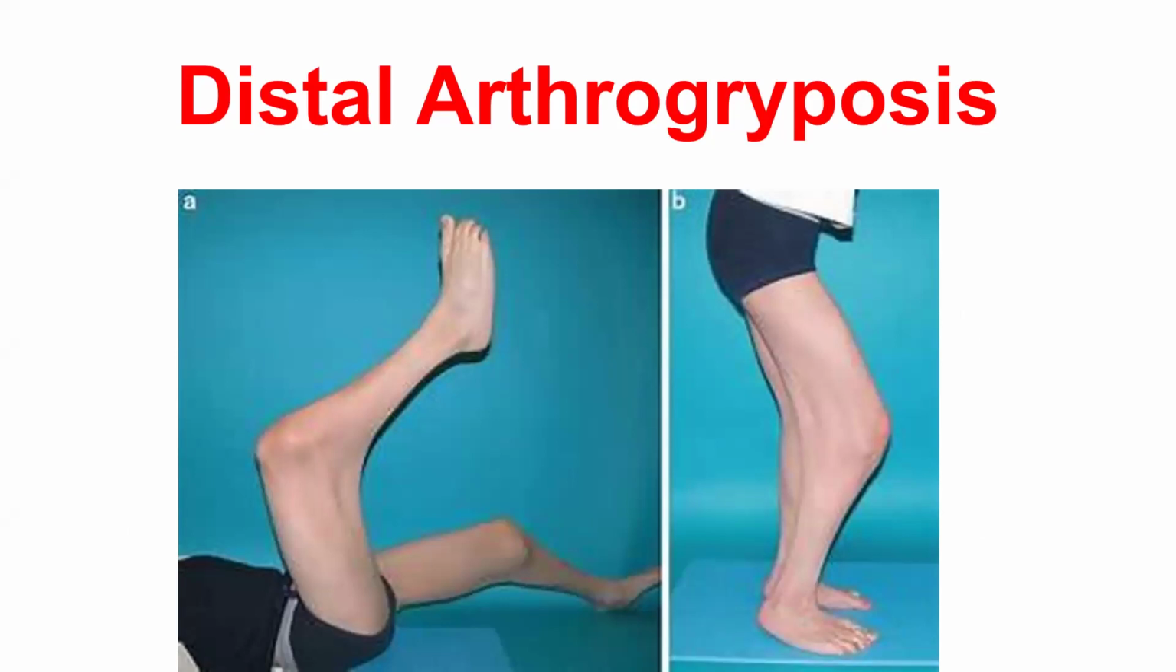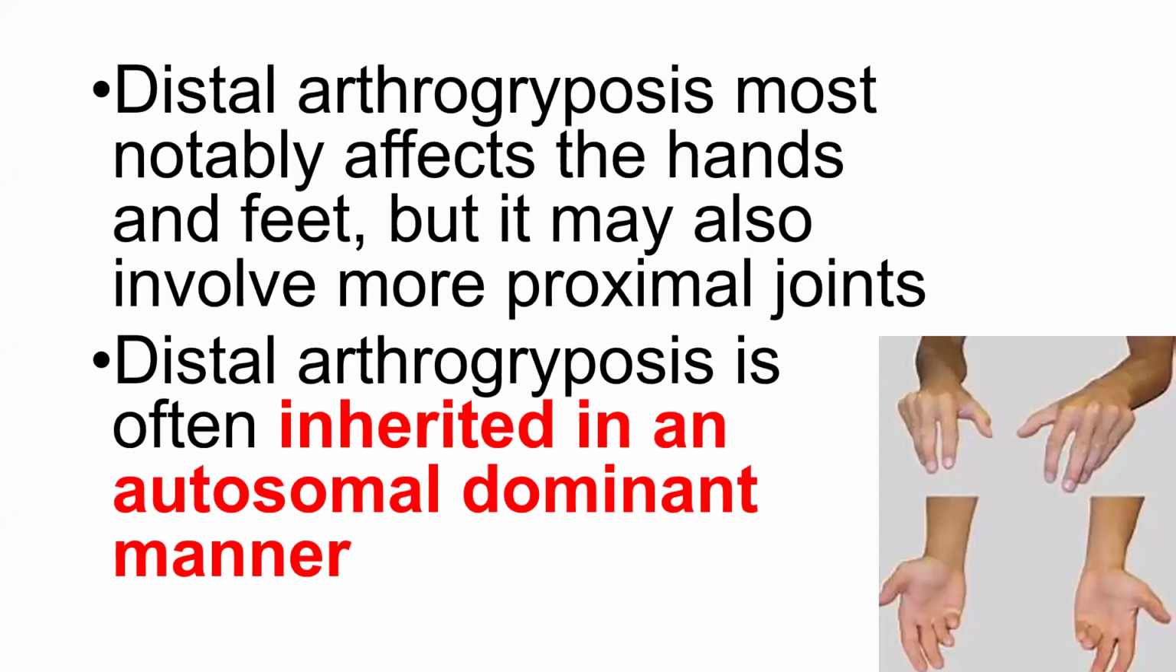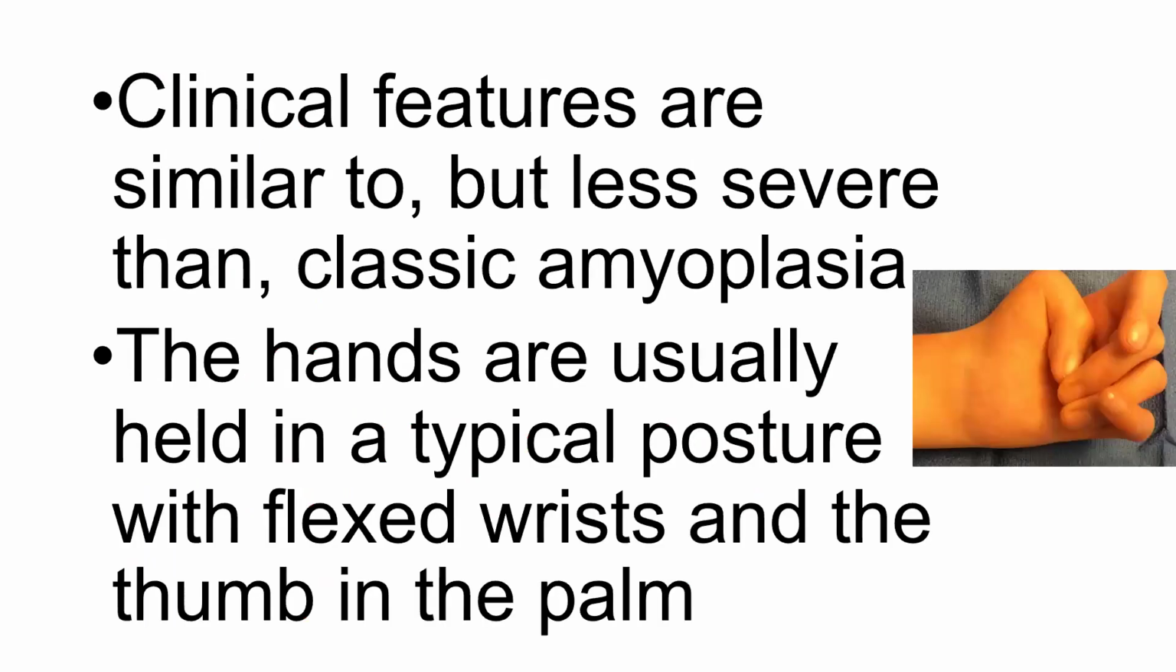Distal arthrogryposis most notably affects the hands and feet, but it may also involve more proximal joints. Distal arthrogryposis is often inherited in an autosomal dominant manner. Clinical features are similar to, but less severe than, classic amyoplasia.